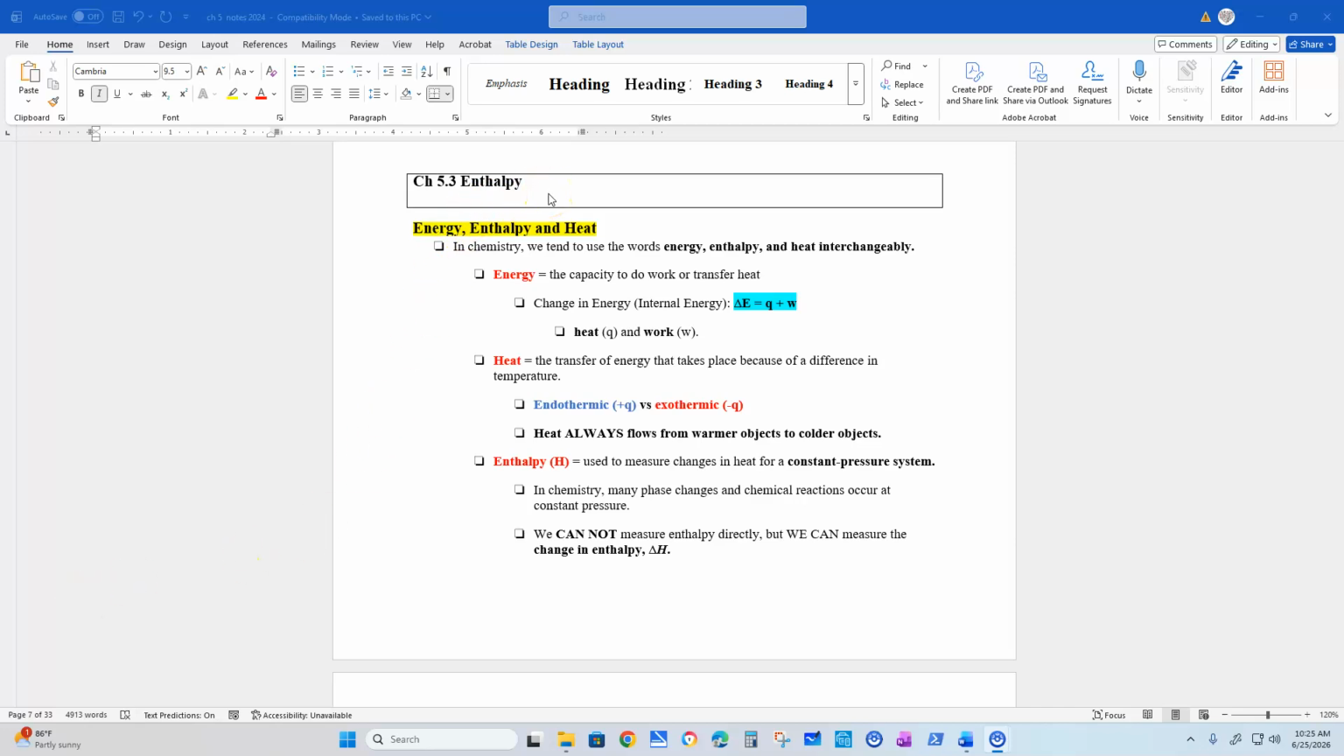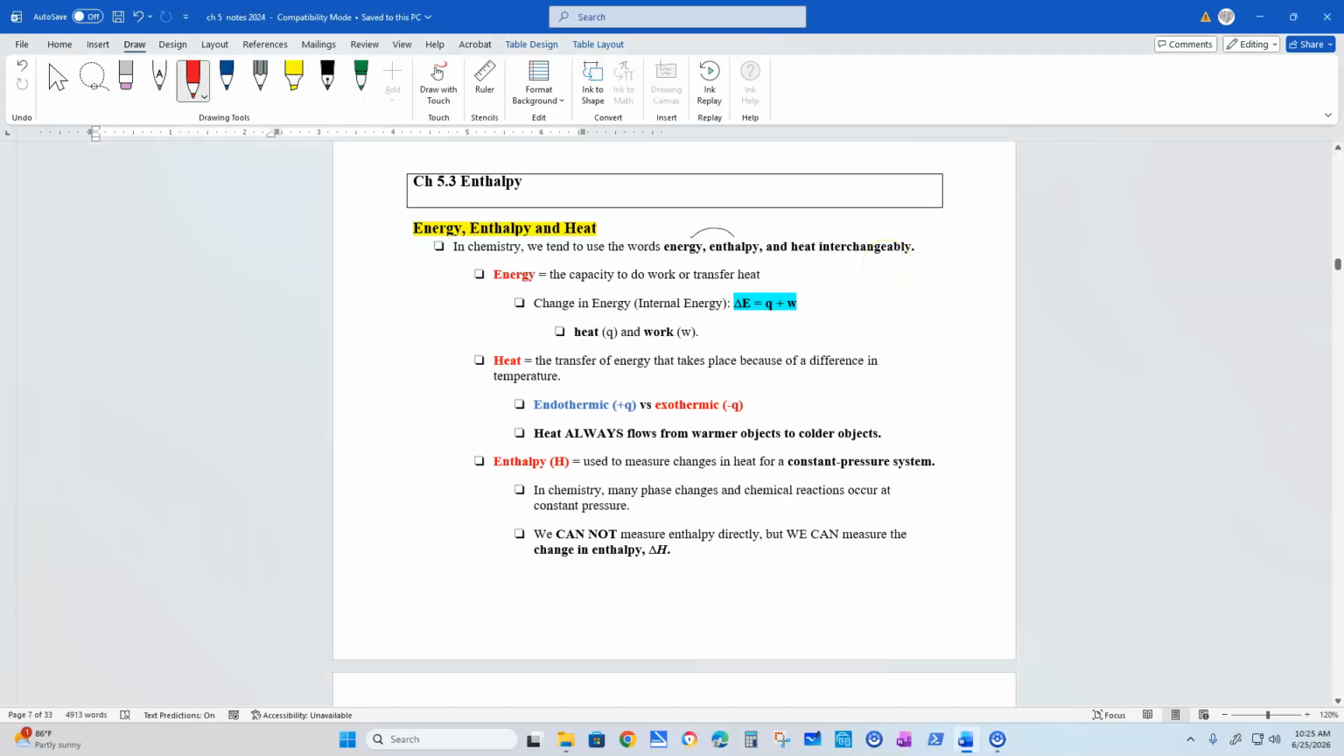We have a new term, a very important term called enthalpy. How do energy, enthalpy, and heat relate to each other? Well, we sometimes use each of them interchangeably, because energy, enthalpy, and heat are all forms of energy. They're just different types of energy. I know it gets a little confusing, but each one is energy while measuring something different. So let's go through each one specifically.